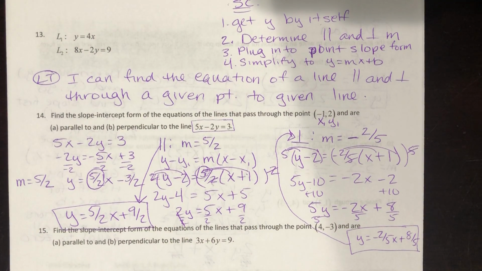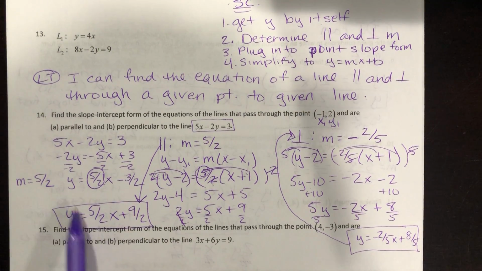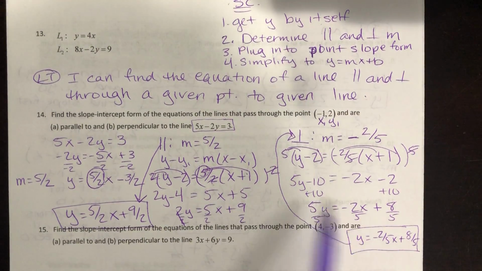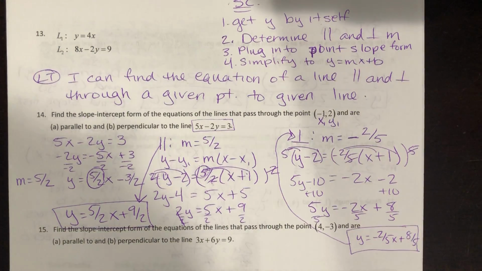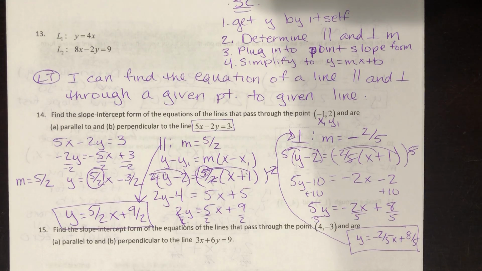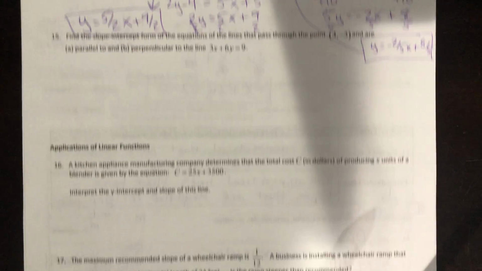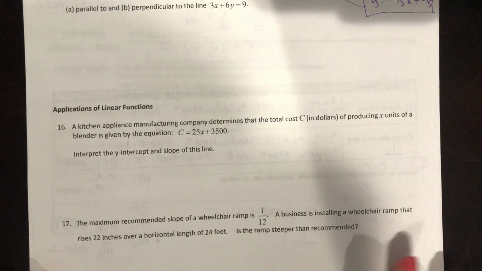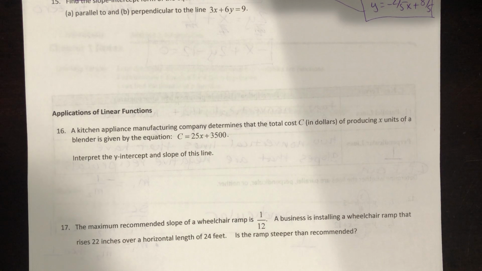Then I'll just do a quick check. I knew that I started with a slope of 5/2. The parallel line does have the same slope, and the perpendicular line does have that negative reciprocal. All right, you try 15 on your own and then check it with the key. Then let's move on to some applications. So we can work through these together.